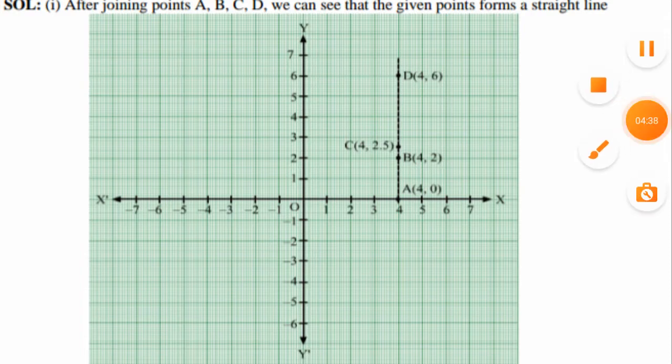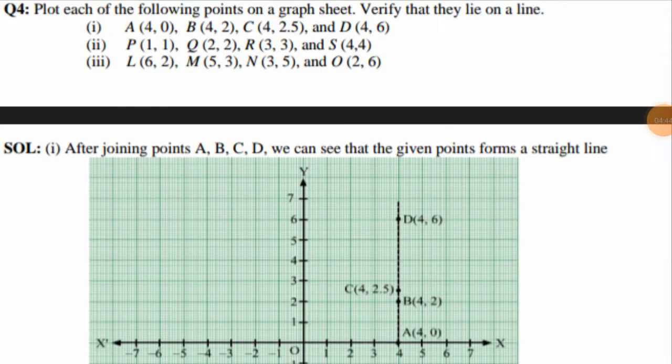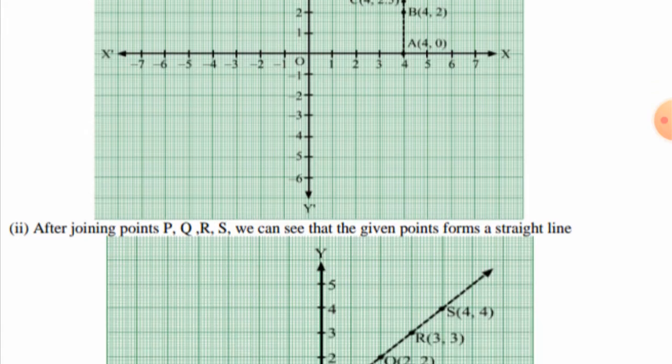So in this way we can represent this point and we can form a straight line. By this we can say that these make a line. So we have to verify that these lie on the line. Similarly, in the second part, 1 1, 2 2, 3 3 and 4 4. Here also we have to represent the same line.